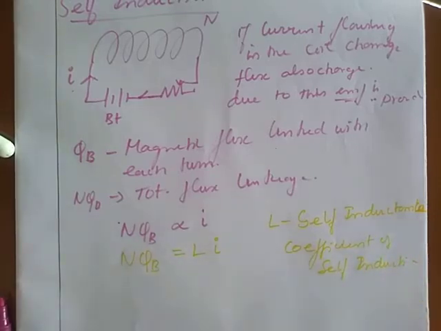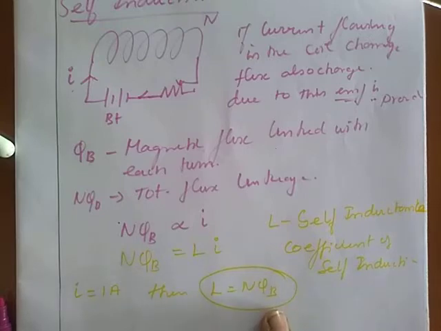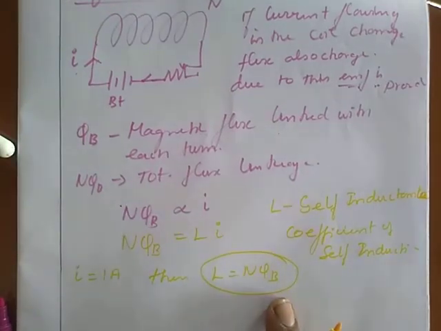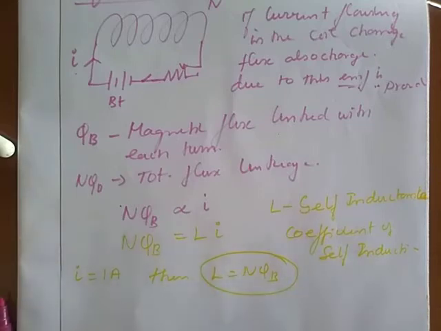If I apply a current I equal to 1 ampere, then we can write L is equal to N phi B. We can state this as: self-inductance of the coil is defined as the flux linkage N phi B with the coil when 1 ampere current flows through it. Coefficient of self-induction is defined as the flux linkage with the coil when 1 ampere current flows through it. This is an easy one.